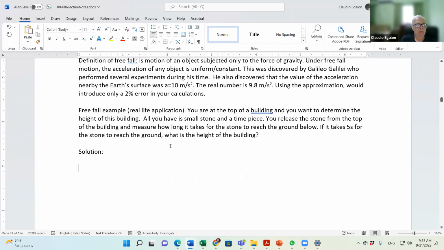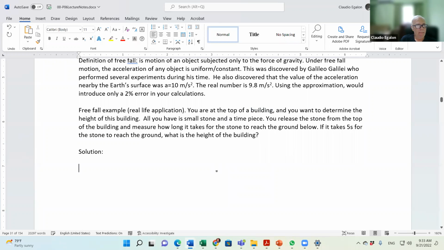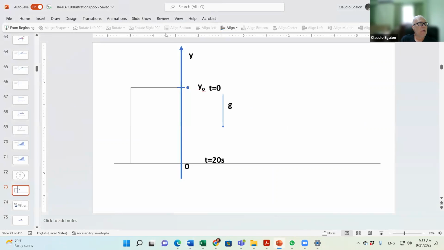Okay, that's one example. There are several different examples that we can work on. That's just one of them. I like to share that with my students because it can be used in real life to find out the height of a building, right? And what do we do first? Well, first you go ahead and you make a drawing. Every physics problem, you make a drawing.